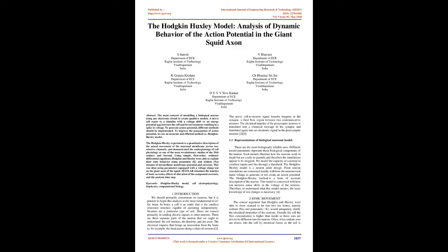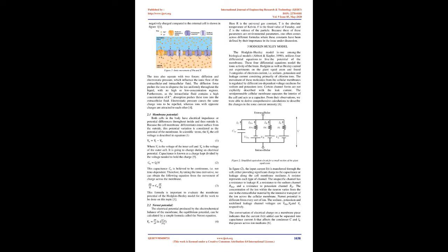2. Ionic movement. The crucial argument that Hodgkin and Huxley were able to show seemed to be that two ion forms, namely sodium, Na, and potassium, K, would adequately clarify the electrical properties of the neurons. Outside the cell, the Na+ concentration is higher than inside, so these ions are driven by diffusion into the neuron. Often, sodium ions are also drawn into the cell by electrical forces. Figure 1, ionic movement of Na and K.